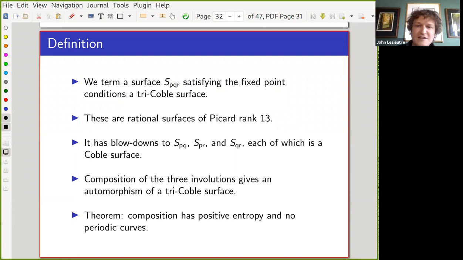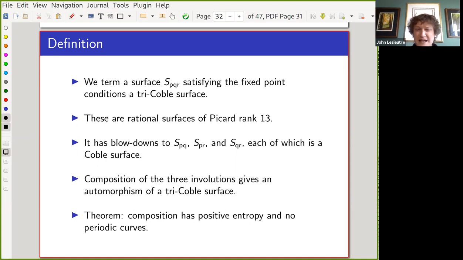So this is what I'm going to call a Tri-Coble surface. It's a cubic surface blown up at 6 total points, so it's a rational surface of Picard rank 13. The condition is that if you pick any two of these pairs of points, if you pick the P points and the Q points together, there exists a quadric that's tangent to the cubic at those 4 points.